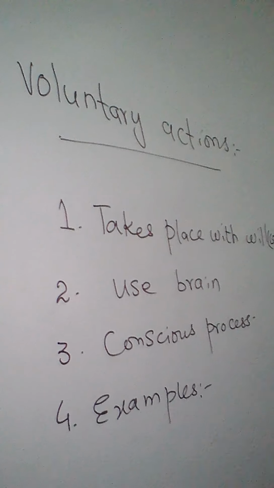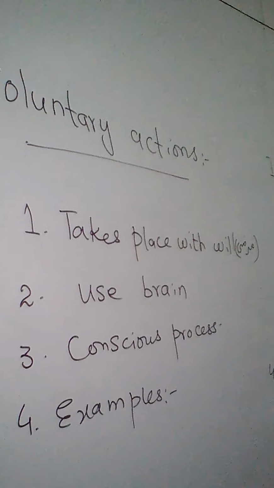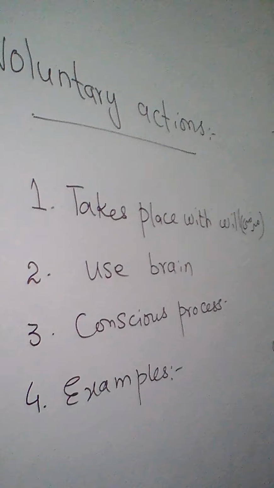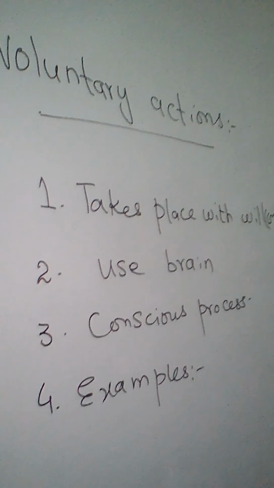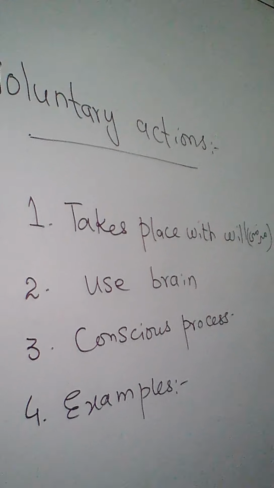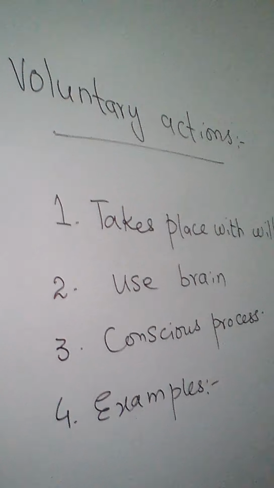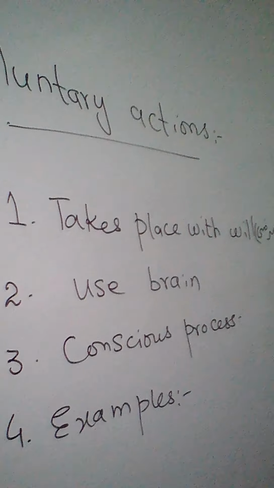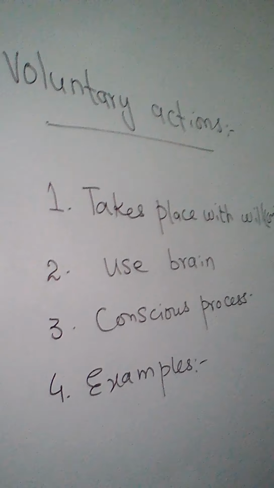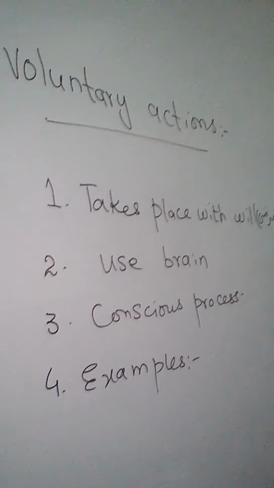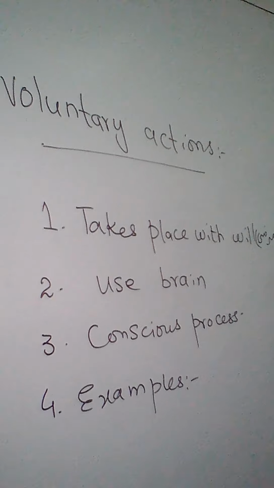Voluntary actions are basically the planned actions. That is, they are done after planning and with our will. So, we can say that voluntary actions are those actions which are performed after thinking over them. Right? That is, voluntary actions are the actions which are performed with our will. We plan about them, we think about them, and then we do these actions. These are the voluntary actions.